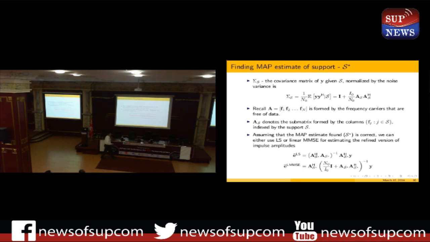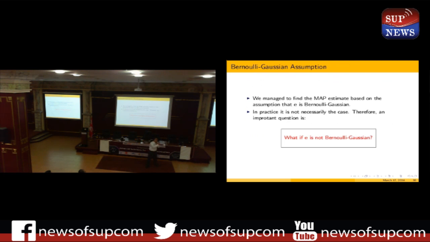So one question, basically to end this part, is: what we assumed here is the sparse vector is Bernoulli Gaussian. But what if it's not Bernoulli Gaussian? What if the amplitudes are not coming from a Gaussian distribution? What happens in this case?